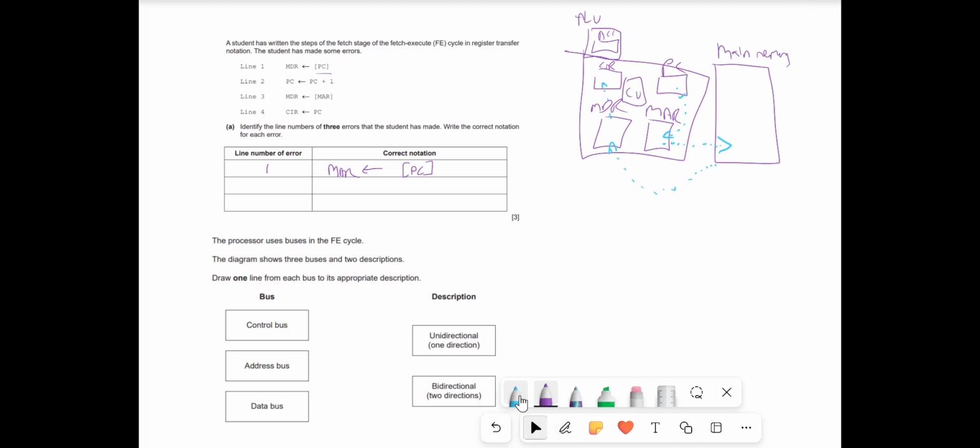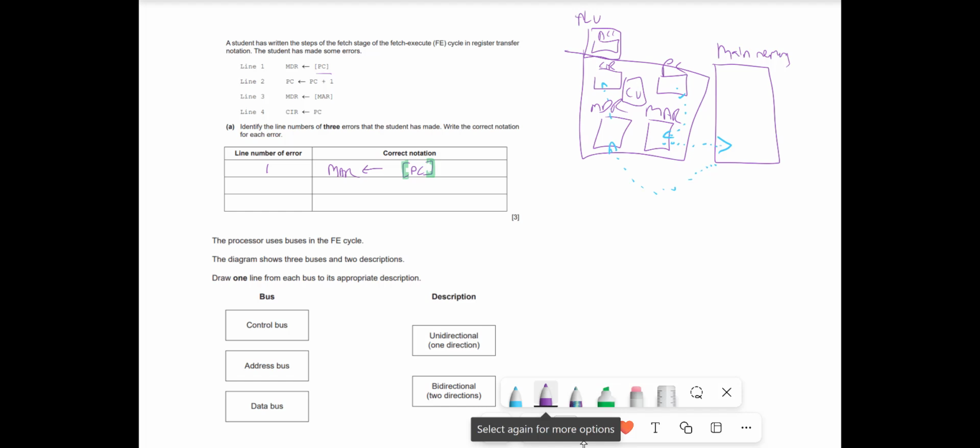Now you'll notice that I'm using brackets here, but I'm not using brackets on the MAR. The brackets don't mean it's a register. That isn't what we're saying. We're talking about the contents in that register. So we're going to take the content, the address location of whatever's inside the PC, and put it into the MAR register. That's what we're saying.